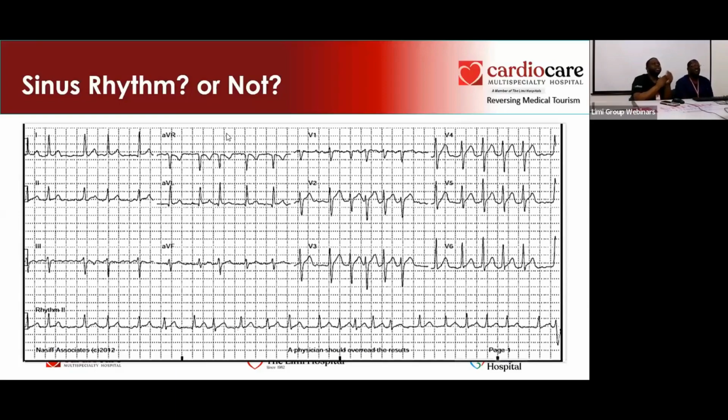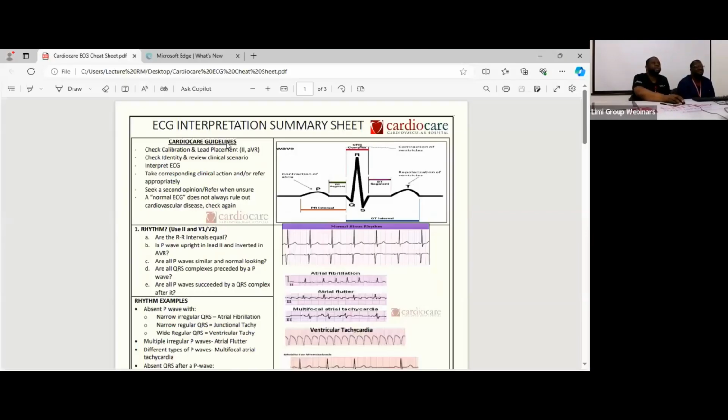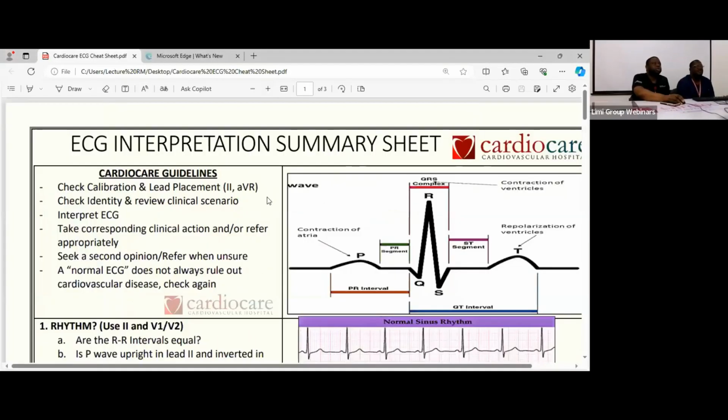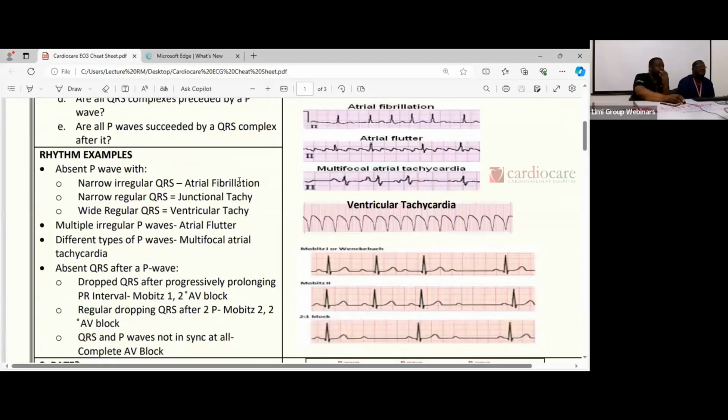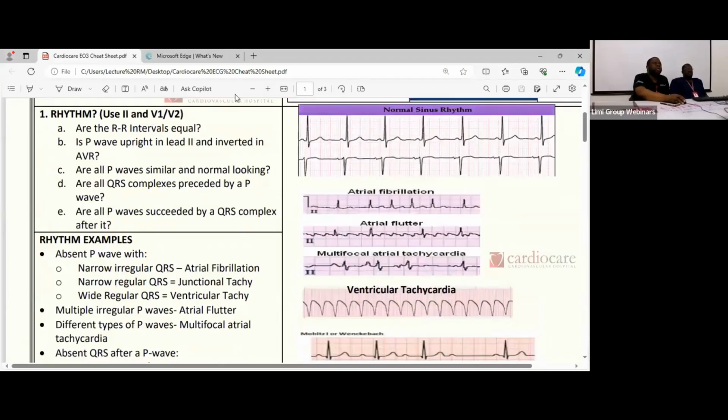So let's answer everybody that is saying not sinus. And what is it now if it's not sinus? Go to that sheet that we have shared with you. In the sheet we can see the five questions, and we have different examples. If there's no P wave, we call that atrial fibrillation. Typically the RR interval is irregular and there's no P wave. So see an example of atrial fibrillation. So let's go back.